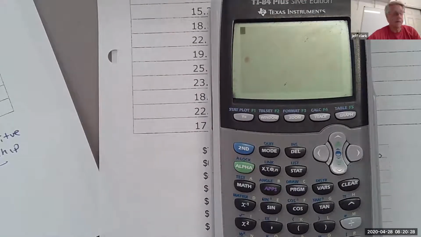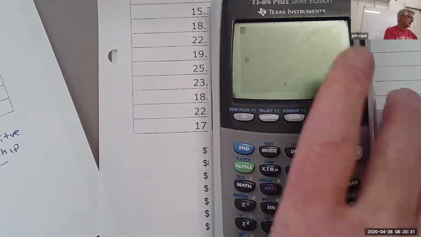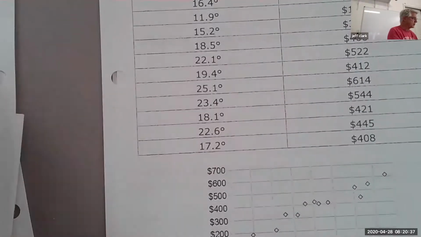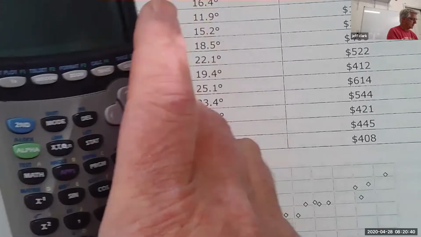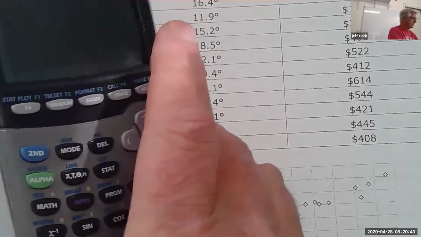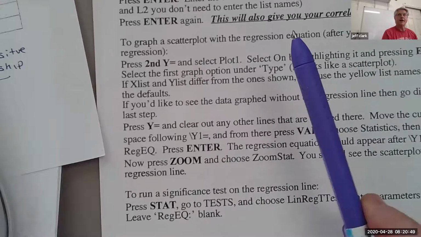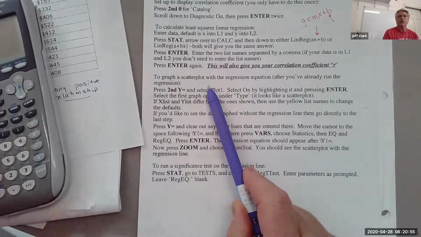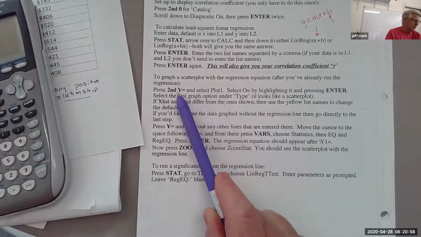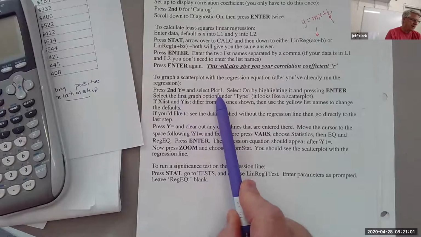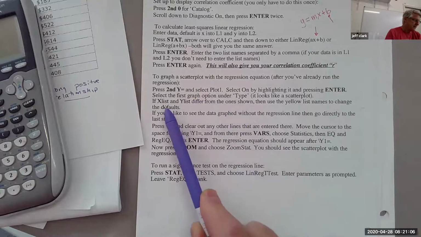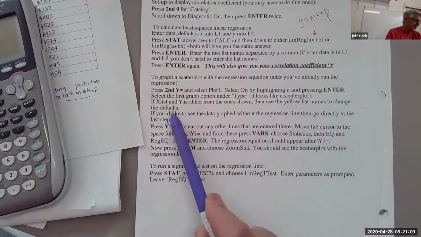And the next thing is I want the plot. So let's take a look at the instructions over here, one more time on your instructions, if you remember the instruction sheet that I had before. And I'm finding it for you. So to graph a stat plot or scatter plot, after you've run the regression, go second y equals plot, which I did, and you select it on, which I did, choose the first graph, which I did, change the defaults.